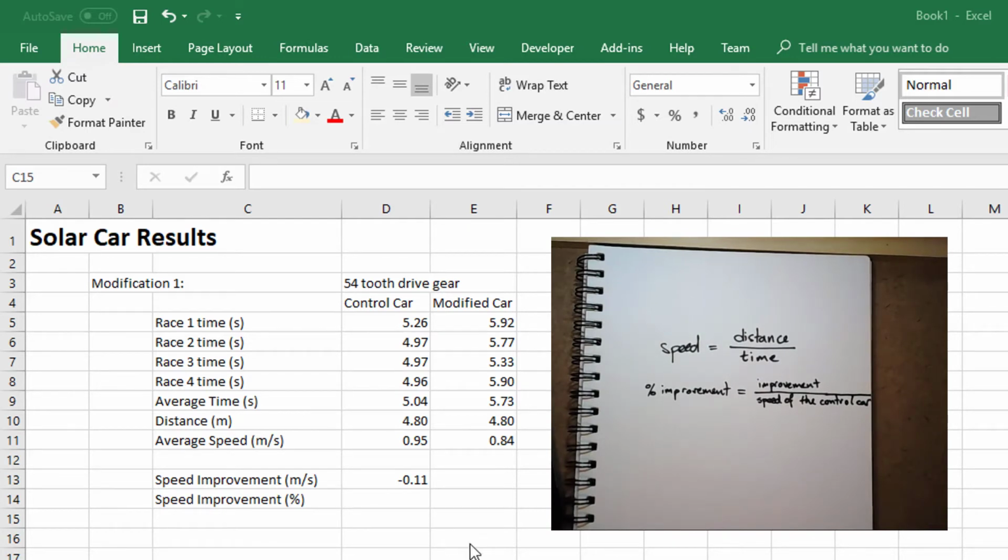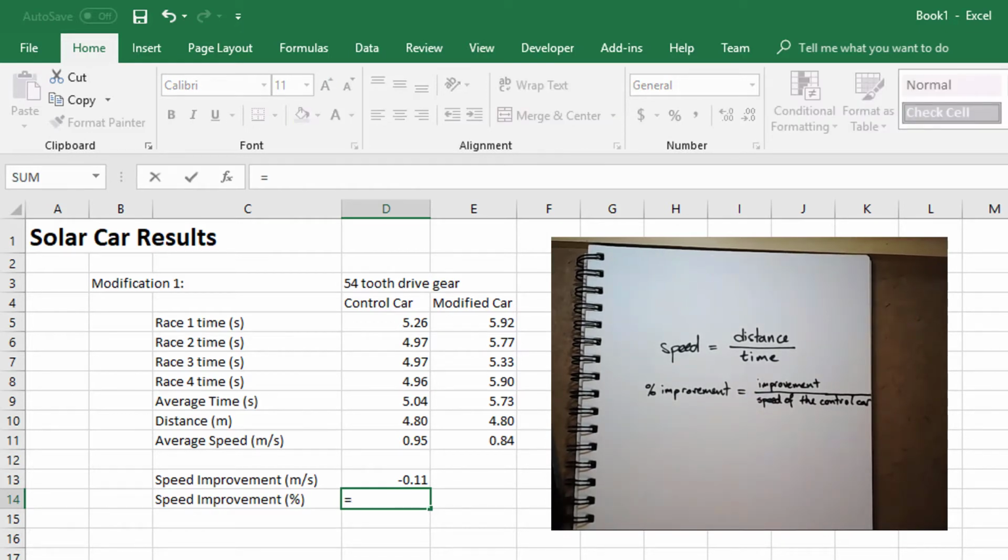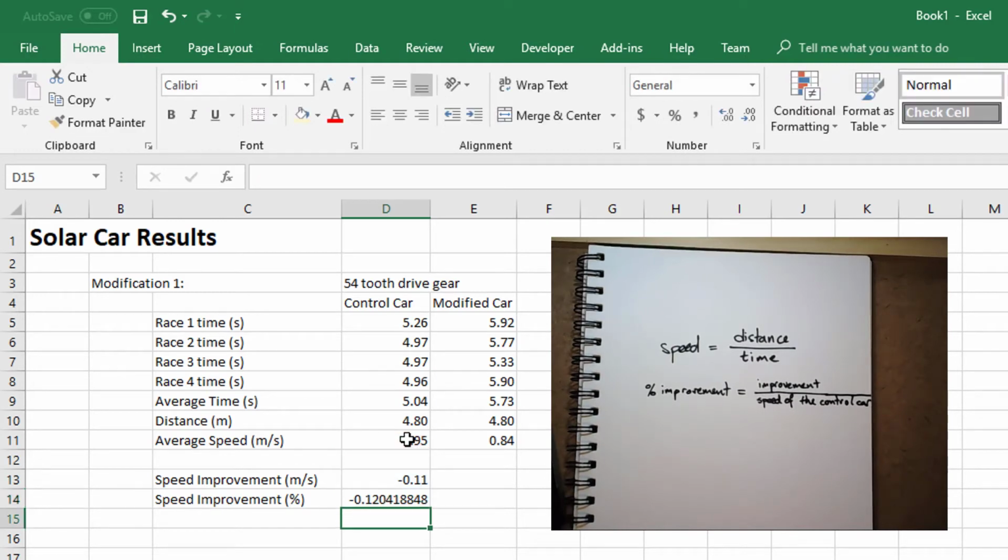Okay, so over here, I'm going to say the percent improvement, equals, so what have we got first? Improvement, that's that number there, divided by what was the average speed of the control car. So I'm comparing the improvement speed with the speed of the control car, equals. All right, now what's that given us? That's given us a decimal. I'd really like that to be a percentage though.